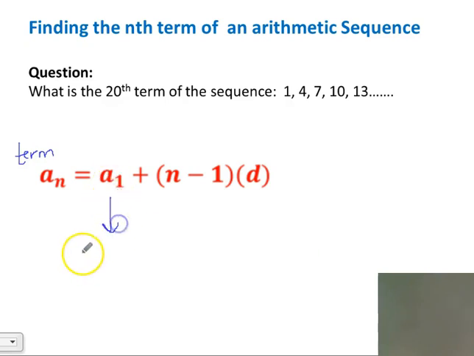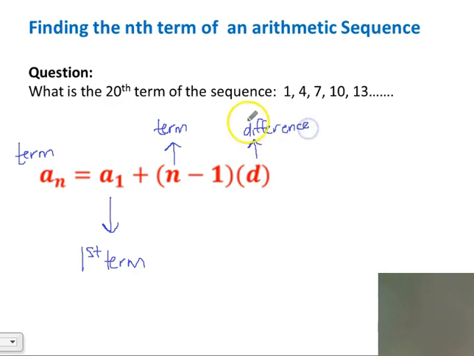A1 is going to be the first term in our sequence. So here, the first term would be 1. N is the term that we're trying to find, minus 1, and D is the difference. We already talked about the difference: the difference between each number in our sequence.